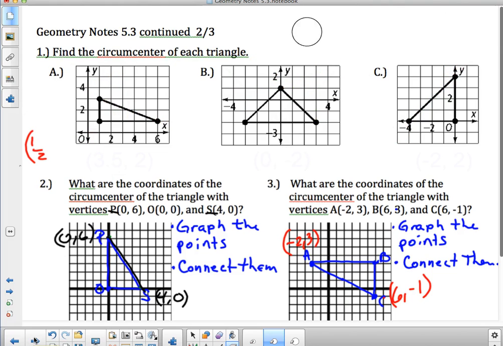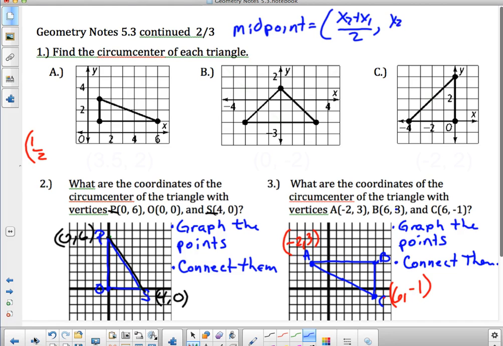Now, the first thing you got to make sure you recognize is that you know the midpoint formula. And that is the average of x's and the average of y's. Okay. Once you know the average, you got it. But you have to identify the endpoints that we're working with here.